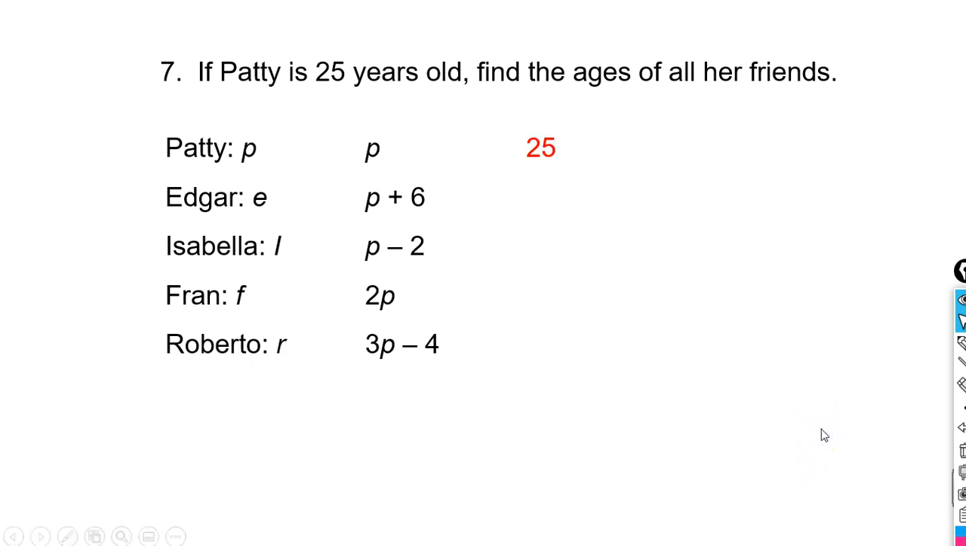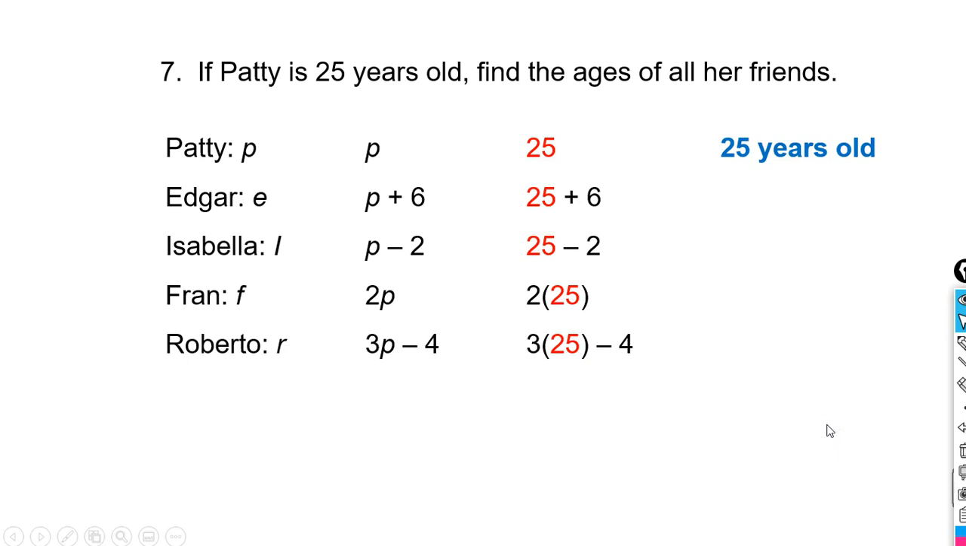And when we do that for Patty, we're told that Patty's 25, so we're substituting 25 in for P. With Edgar, it's going to look like this, 25 plus 6. With Isabella, it'll be 25 minus 2. Fran will be 25 times 2. And Roberto will be 3 times 25 minus 4. And when we simplify each of these expressions, we will determine each person's age.